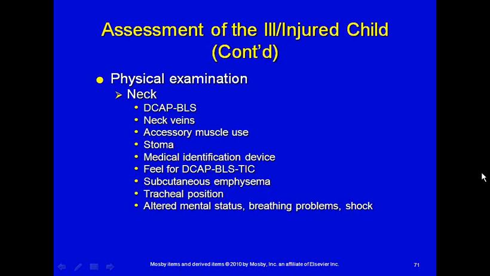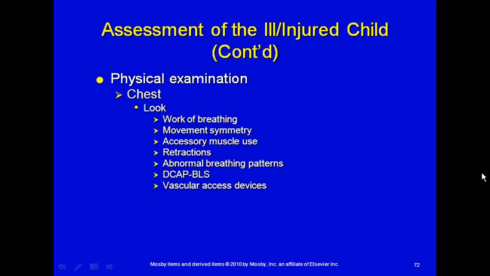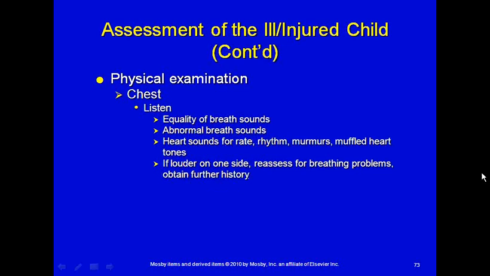And then the position of the trachea is at midline, and then are they having any other breathing problems or any evidence of shock? Chest, you're looking at work of breathing, movement and symmetry, accessory muscle use, retractions, head bobbing, grunting, all those sort of things would certainly give you an indication that they had some sort of breathing problem. You also want to assess for vascular access devices. Do they have any ports indicating a potential serious illness?